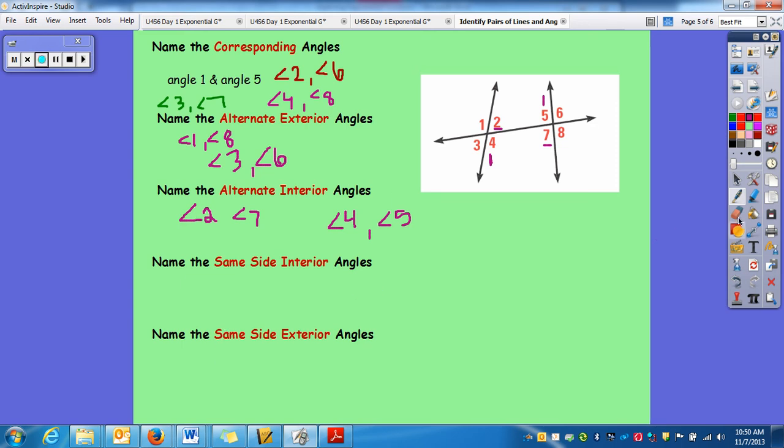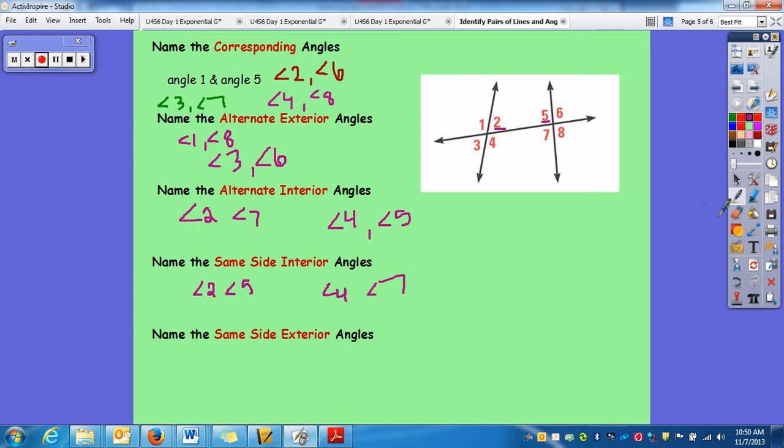Alright, so same side interior. So now we're inside the 2 lines. So 2, going to the same side is 5. So I have angle 2 and angle 5. And hopefully you can find the other pair, which is angle 4 and angle 7.